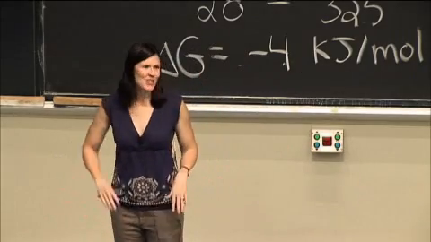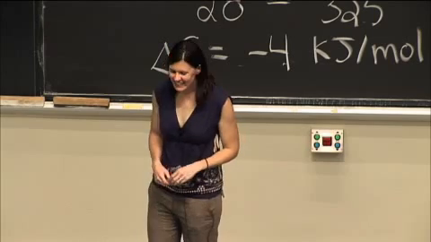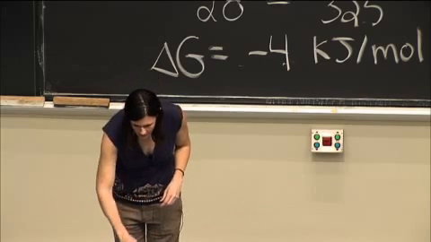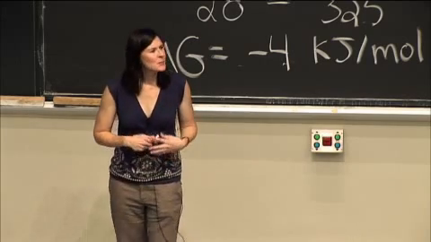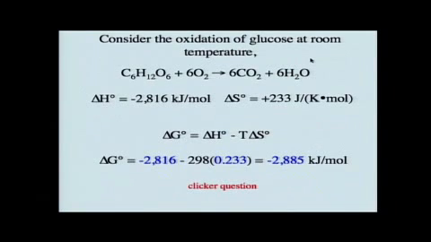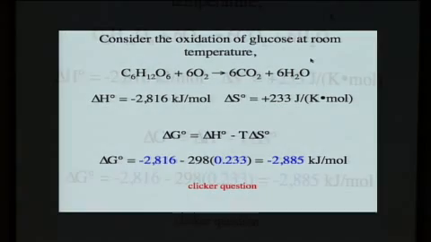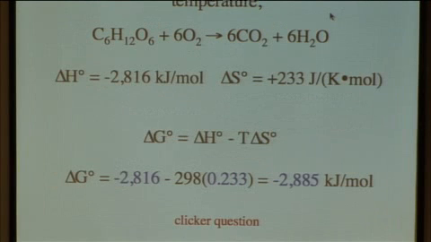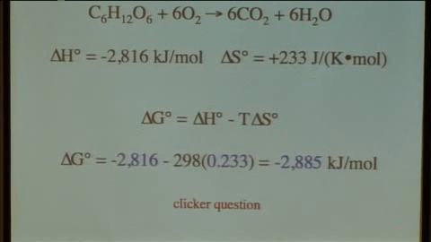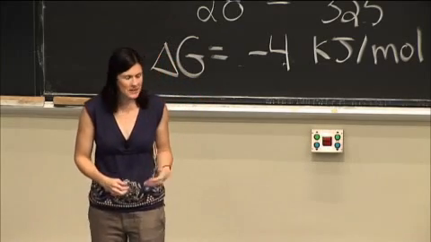All right, so let's make sure that's what we do see when we calculate this for the oxidation of glucose here. So if we plug in our numbers, we see that delta G is going to be equal to negative 2816 minus the temperature, room temperature, times, again, remember to put 0.233 because we need to convert from joules to kilojoules for our entropy term. So what we find out is that this reaction has a delta G of negative 2885 kilojoules per mole. This is a spontaneous reaction.